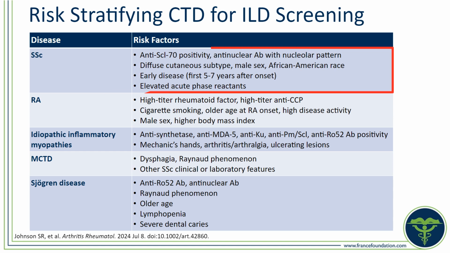So for systemic sclerosis, which is the focus of this case, there are certain risk factors that predict a greater likelihood of a patient having ILD. These include the anti-SCL70 antibody, an ANA antibody if there's a nucleolar pattern, diffuse cutaneous subtype, male sex, African American race, early disease, so within the first 5 to 7 years from the onset of the first non-Raynaud symptom, as well as elevated acute phase reactants.